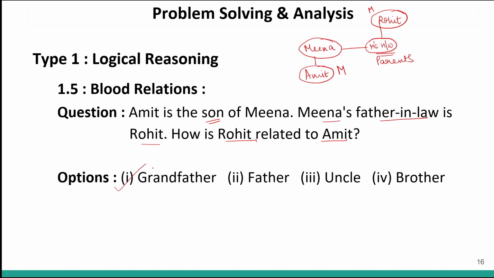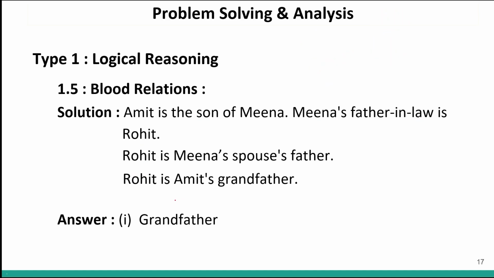Clear? How did we solve this question? The first statement given to us was Amit is the son of Meena. So Amit being the son of Meena, that means Meena can be either the mother or the father. We don't know. Then Meena's father-in-law, so Meena's spouse's father, is Rohit. This is given to us. We have to find the relationship between Rohit and Amit. So Rohit is the grandfather of Amit. So option number 1, grandfather, will be your correct answer. Clear? So this was logical reasoning type 1.